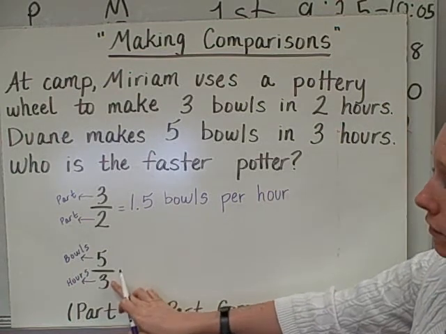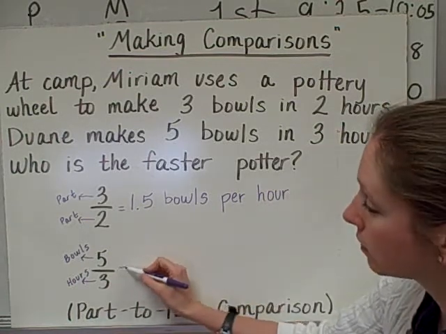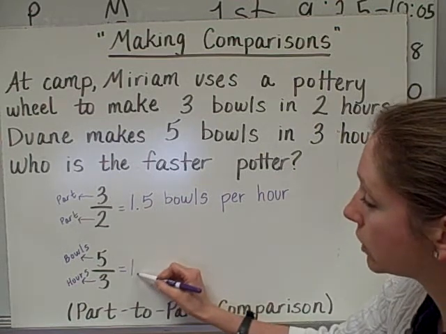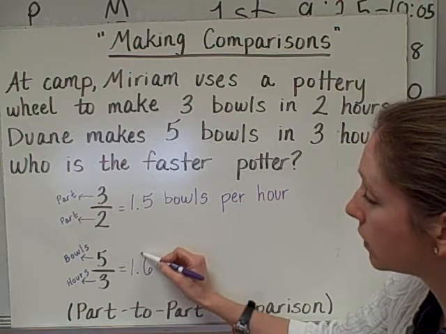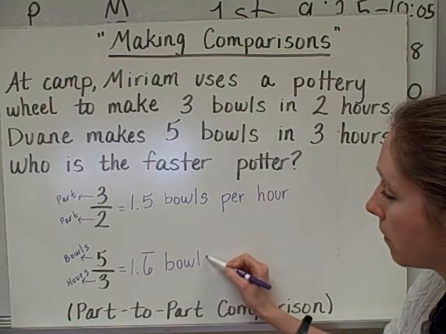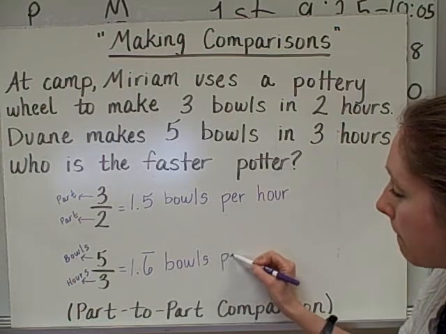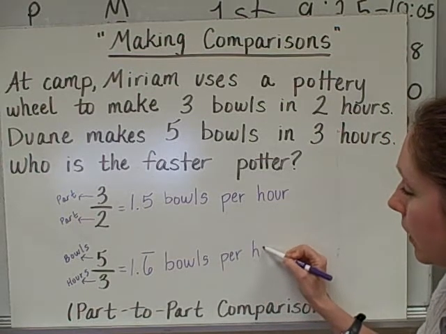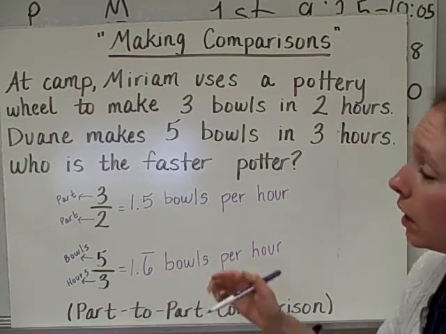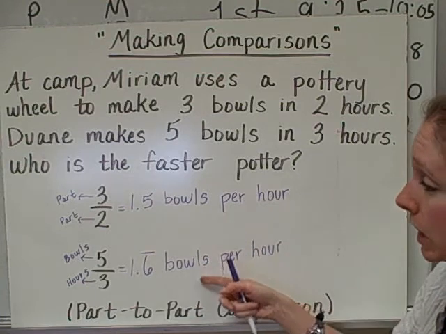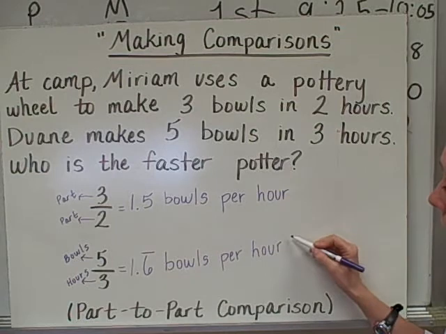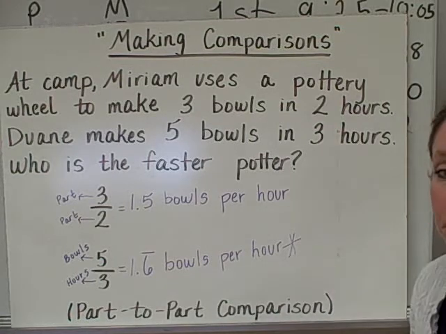If we divide 5 divided by 3 for Dwayne, we're going to get 1 2/3, or we can write it as a decimal, which is 1.6 repeating bowls per hour. Now, does it make sense that they would only make a half a bowl or 0.6 of a bowl? But in order to compare these two with their speeds, we've got to find the bowls per hour. So this shows us that Dwayne is the faster potter.